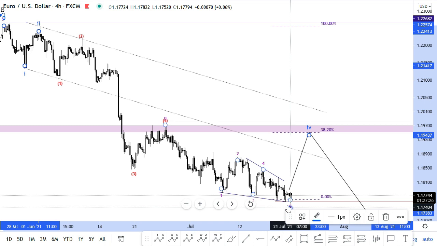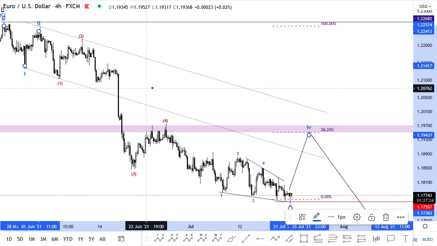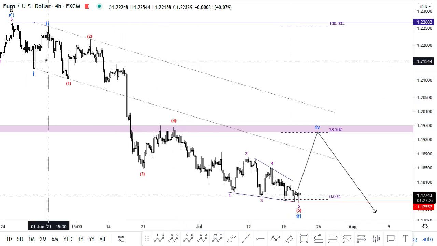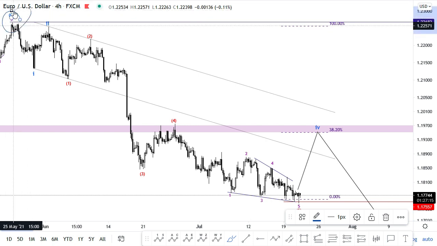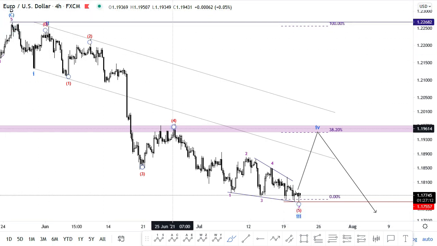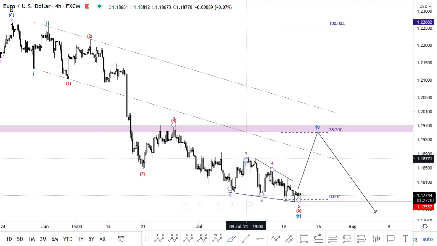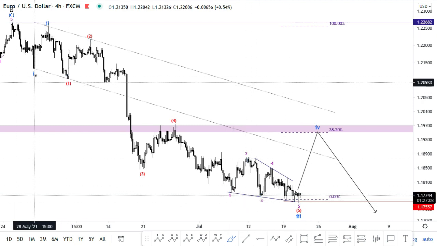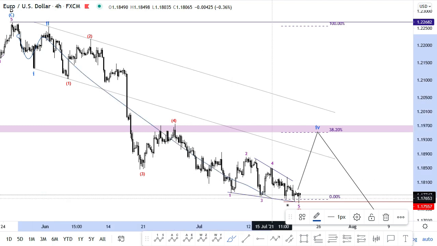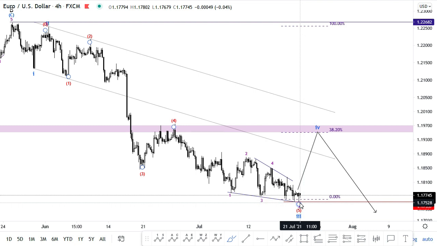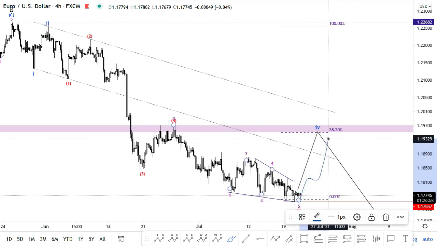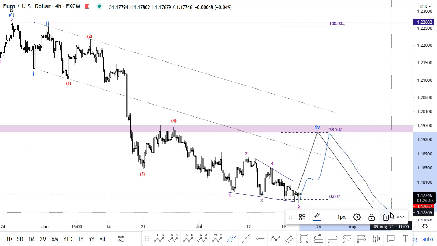To begin with EURUSD, I assume that EURUSD completed its B wave move at this level. From there, what we've been observing is a C wave move, where we see wave 1, 2, wave 3, which ended here, and then what we expect to see from here is a wave 4 move to complete wave 5 of wave C.